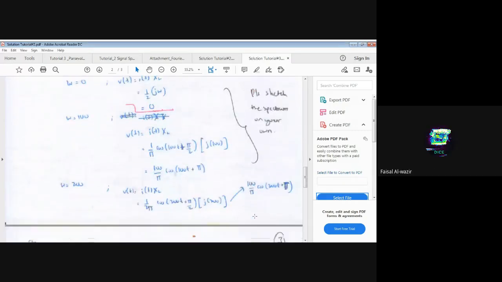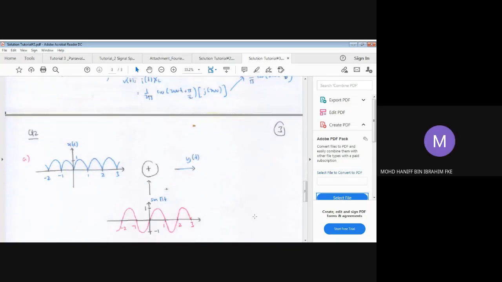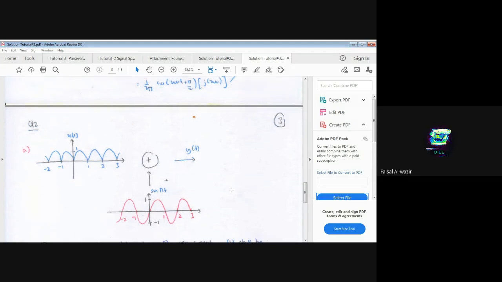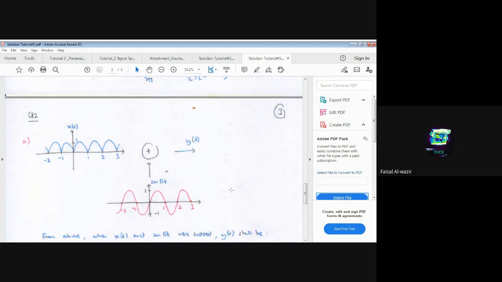Doctor, can you explain question number 3? Which question number 3? No, we are now dealing with question 2. No, because when you scroll down there was Q3, so I thought it was question 3. Sorry. Yes, question 2 now. Yeah, it's question 2. Okay then.